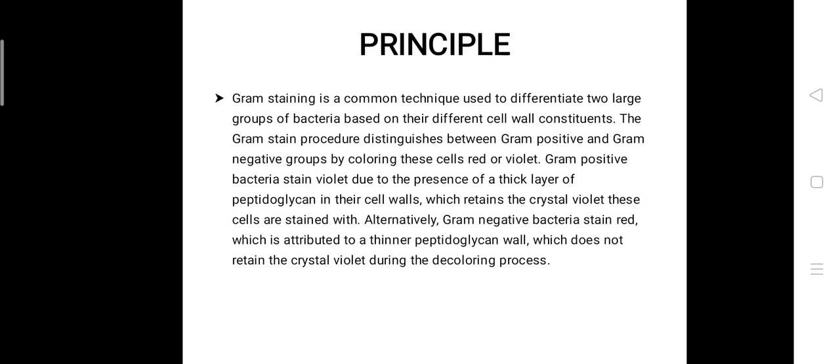The next reagent used is a decolorizer, which is an alcohol or acetone. This decolorizer distinguishes gram positive and gram negative cells, and the organic solvent such as acetone or alcohol extracts the blue dye complex from the lipid rich, thin wall gram negative bacteria to a greater degree than from the lipid poor, thick wall gram positive bacteria.